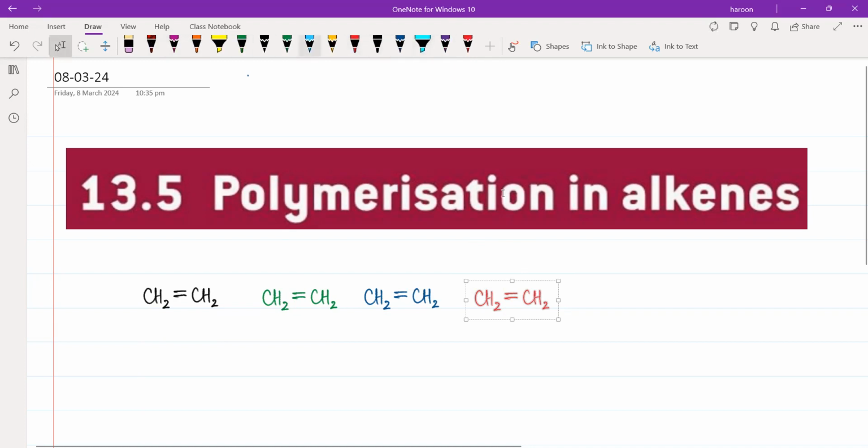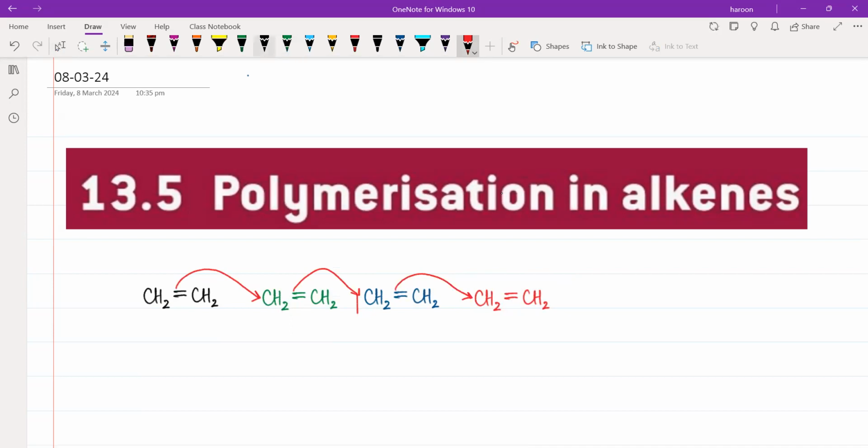Look here. The bond from this carbon will shift to this carbon. Then the bond between these two carbons will shift to the next one, right? This bond will shift to this carbon. So these small units will combine together to form a large molecule combined with a single bond. Okay?